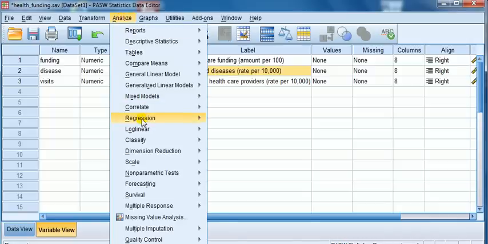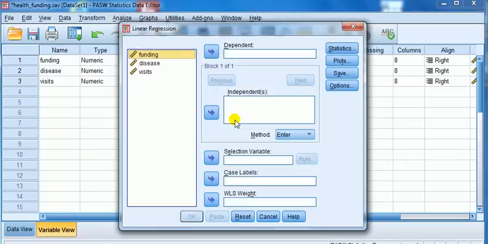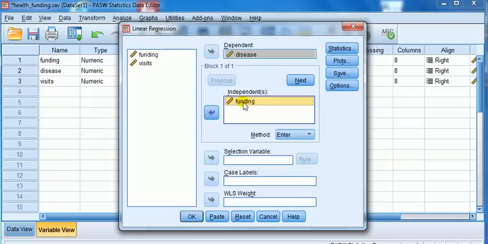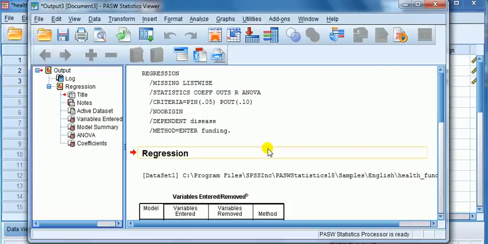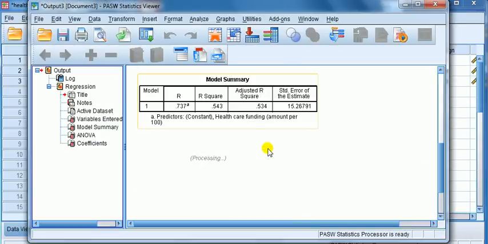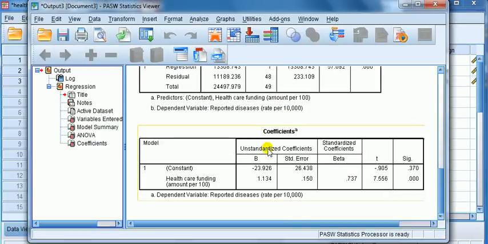Let's do that. Regression, linear. I take the disease rate into the dependent variable. Let's do funding first, move that into the independent variable box. Click OK. I want to go straight down to the coefficients table here. The beta for the slope coefficient for the independent variable is here.